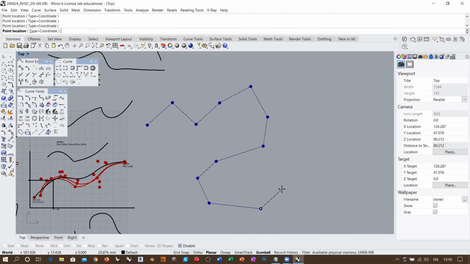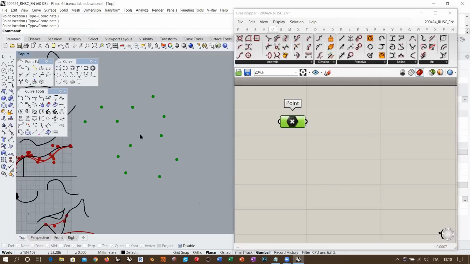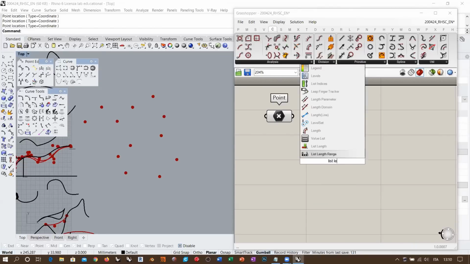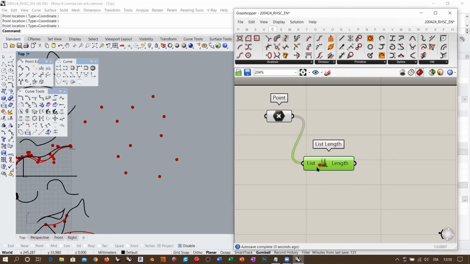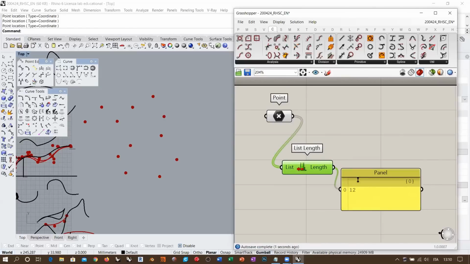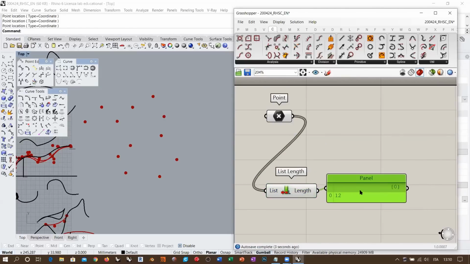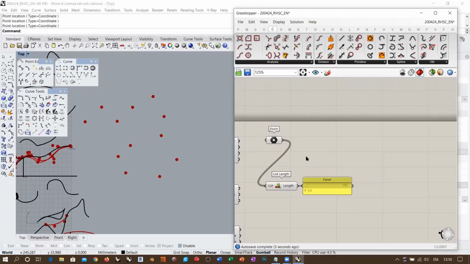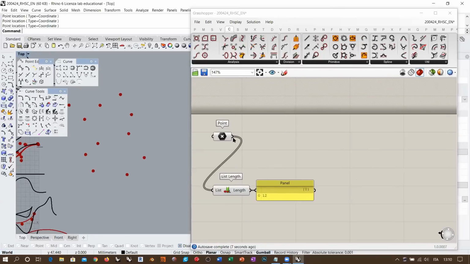I don't even know what the amount of control points is right now, and I don't want to count them. I only want to count them now that I have them in Grasshopper. So I take a list length, and I know that I have, in this case, 12 control points available. So the thing that you must do if you want to be sure that you understood everything is this one.